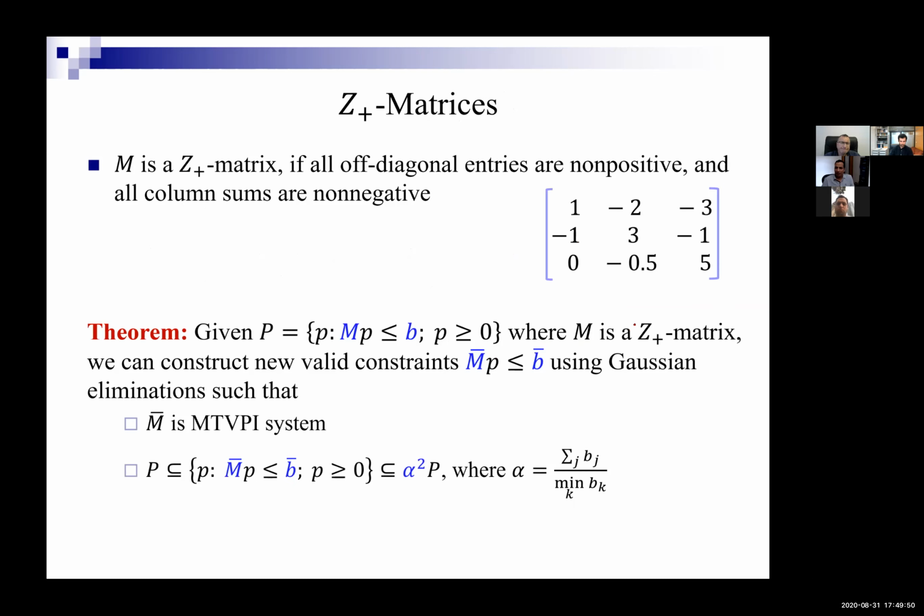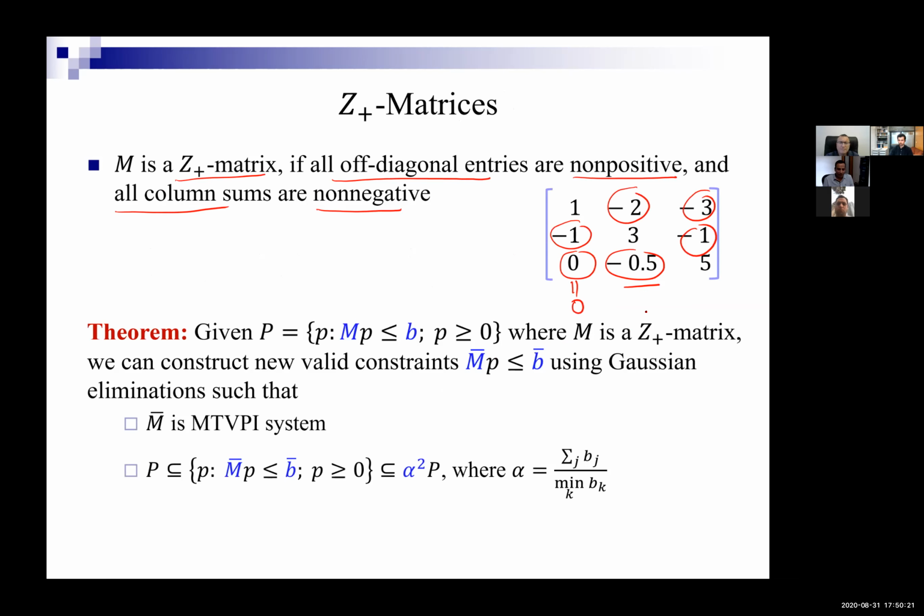For that, we define a notion of Z plus matrices. We say that a matrix M is Z plus if all of its diagonal entries are non-positive and all column sums are non-negative. So this is an example of a Z plus matrix. You can see that all of the diagonal entries are non-positive, and if you sum every column, it has to be non-negative. You can check it. So this is a Z plus matrix.